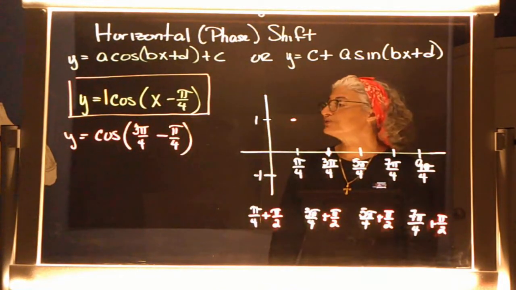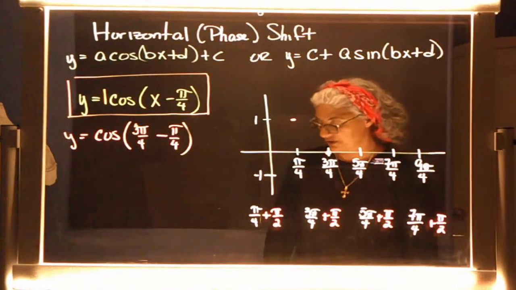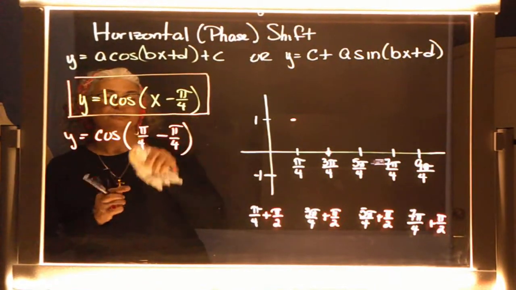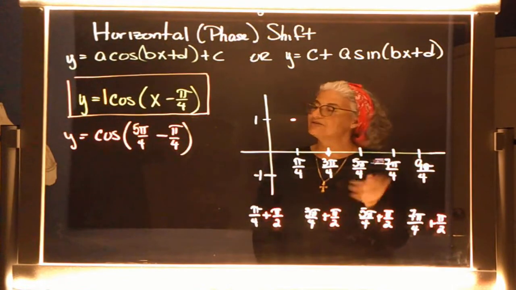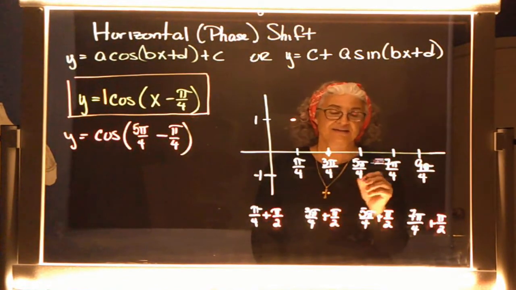Okay, so now you're plugging in what? You're plugging in 5 pi over 4. So, when you plug in 5 pi over 4 minus 1 pi over 4, 4 pi over 4, which is pi. What's the cosine of pi? -1.